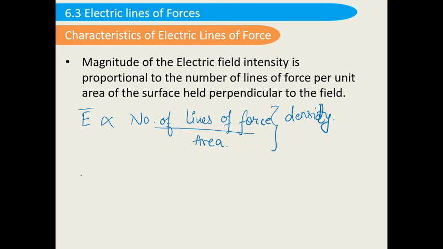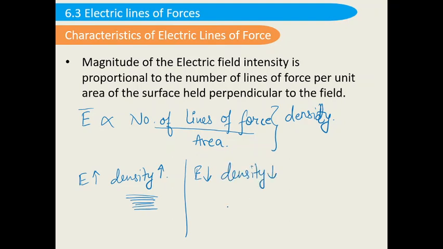So when density is more, electric field is more. When density is more, that means the lines are very near to each other. So we say density is more, electric field is more. When density is less, that means the lines are far away from each other. So we say electric field is less.